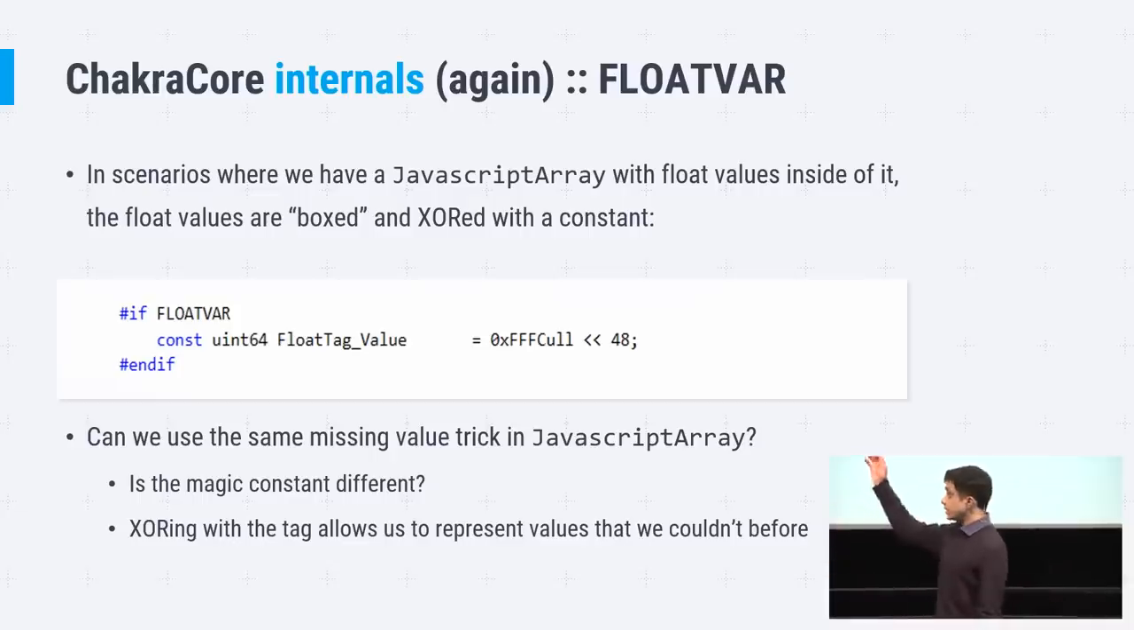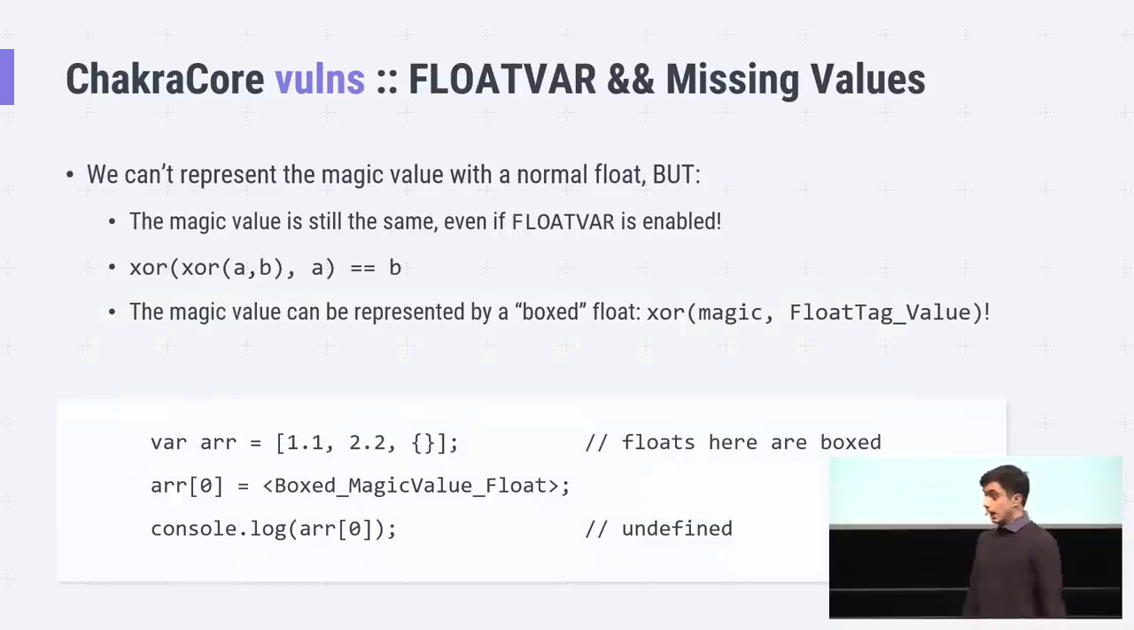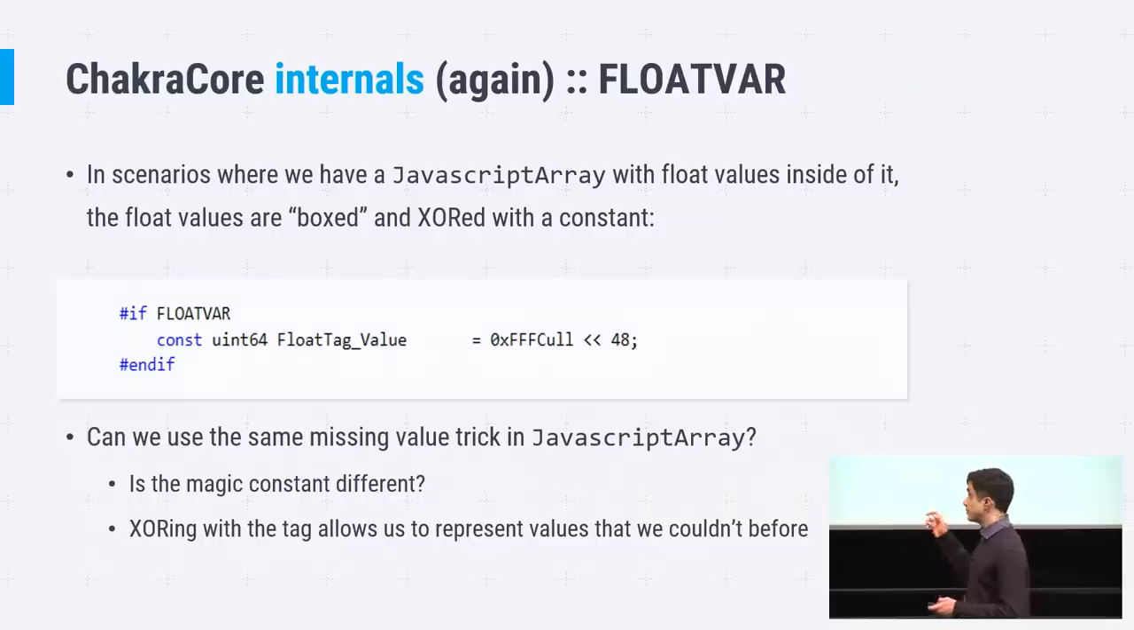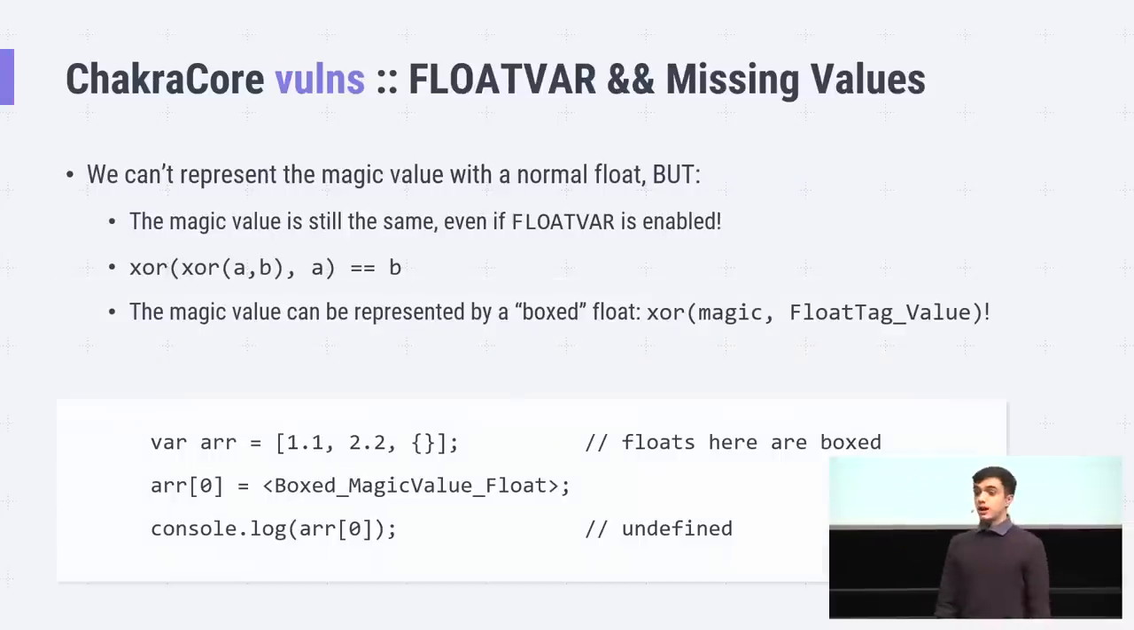Because as we see here, we change the way we represent values, and therefore we can represent new values. Theoretically, the engine should change the constant. Otherwise, we could potentially actually represent it. And it turns out that the constant does not change. Therefore, we can represent it by first boxing it: we XOR the constant with the FFF we've just seen here. That in turn gives us the ability to have the constant as the original constant value.